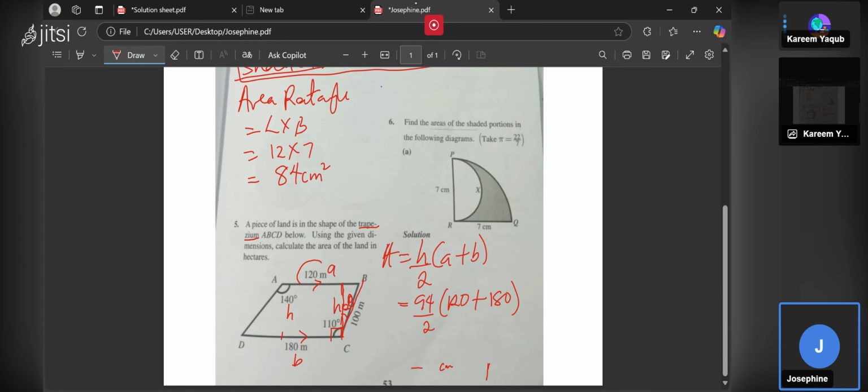So we have that is 47 times 300. And that's going to give us 300 times 47, which is 14,100. 14,100 centimeters squared.